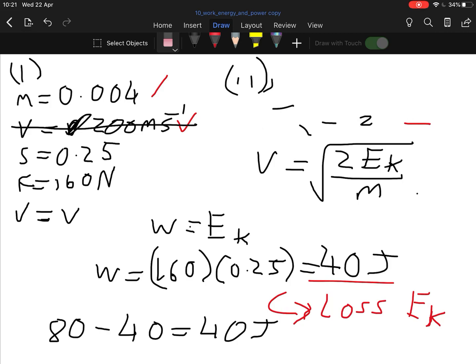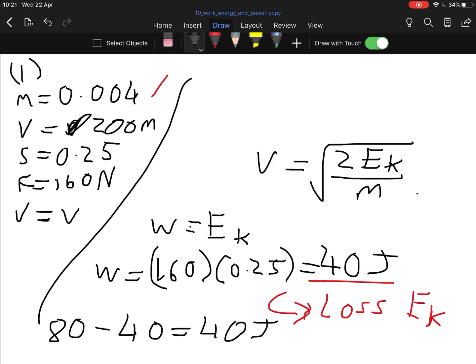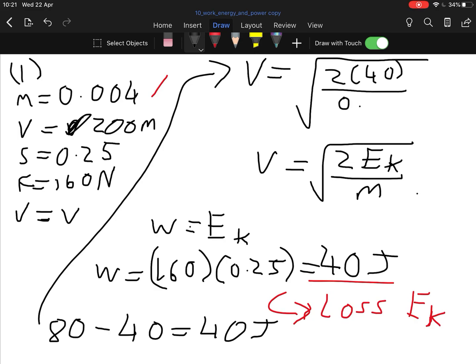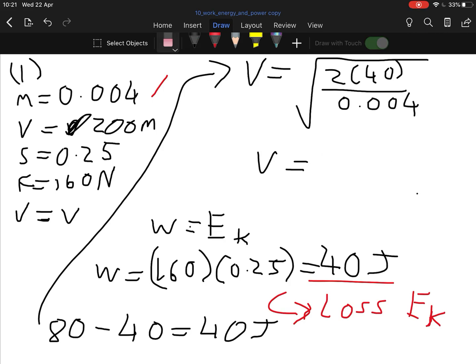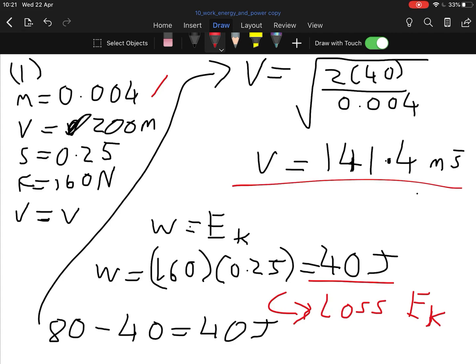I'm going to have to rub out the top bit here because I need my space. So all you do is bring this up here. So v now equals the square root of 2 times 40 over 0.004. And that should give you a value of 141.4 meters per second.